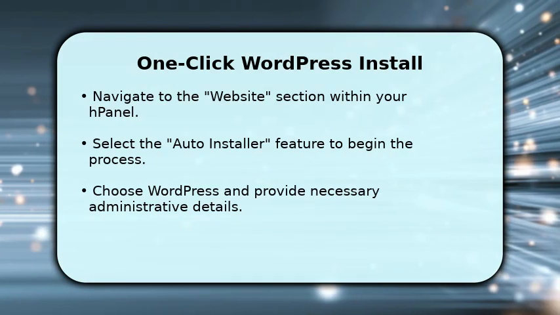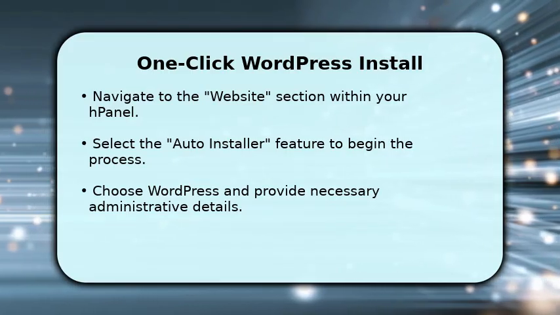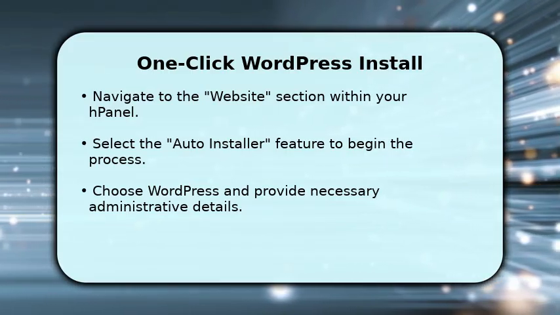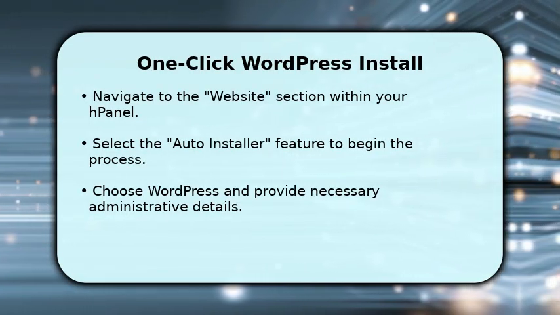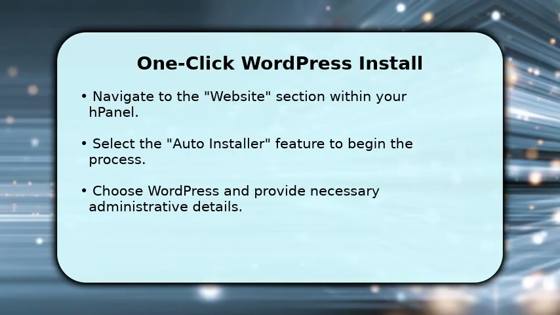Now let's get WordPress installed. From your Hostinger H-Panel, locate the website section and click on Auto Installer. This fantastic tool simplifies the installation process to just a few clicks.